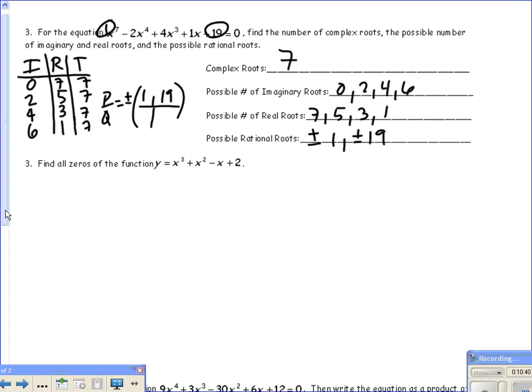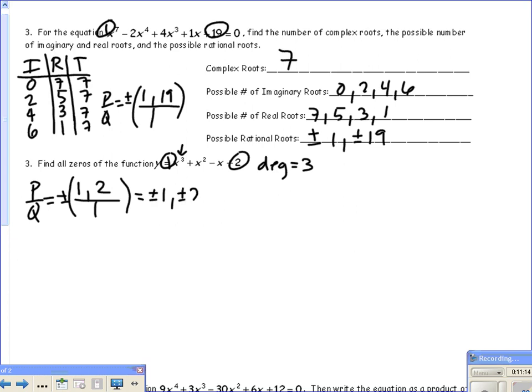So this is like what we did before. If I want to find all the zeros of this function, then I need to figure out my possible rational roots, my p over q. Before I do that, the degree is 3, which means I should have 3 solutions to this equation when I'm finished. So my constant is 2, so factors of 2 are 1 and 2, over my leading coefficient, which is 1. So I'm doing plus or minus 1 and plus or minus 2. That's the first step.